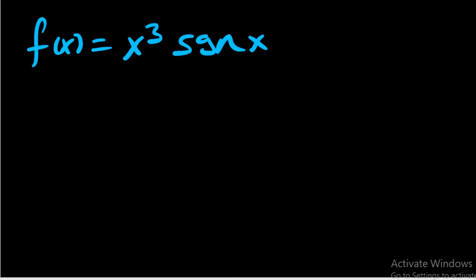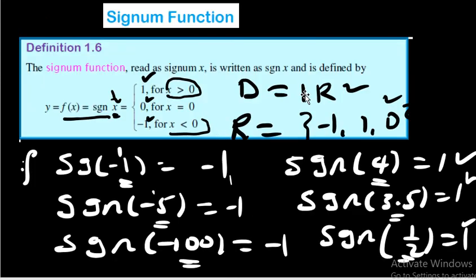But for me, this is going to be the end of my video. Don't forget what signum x means. The signum function is a function which will be written in the form signum x is equal to 1, 0, or negative 1. It depends on the input.